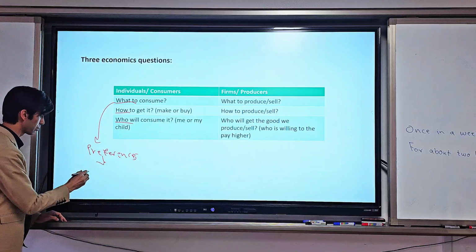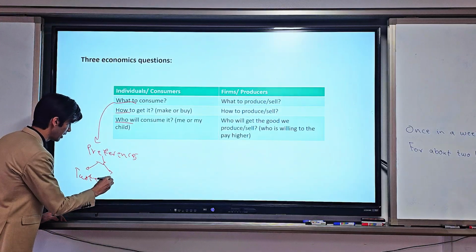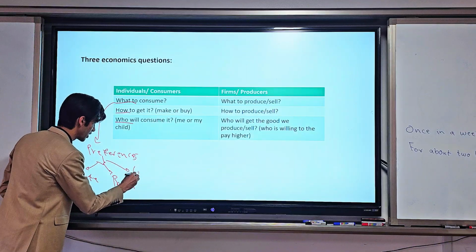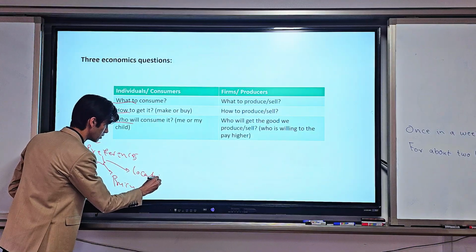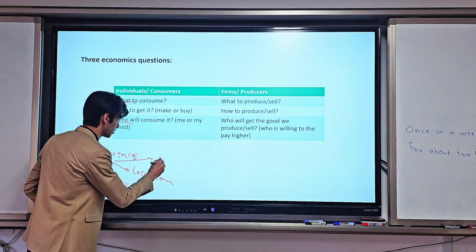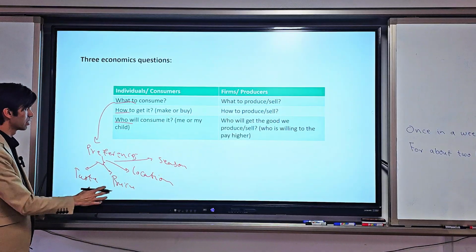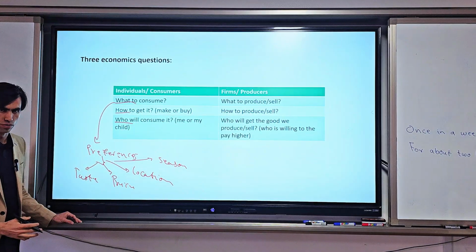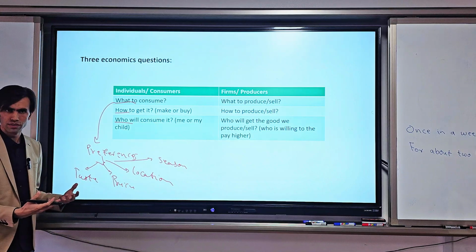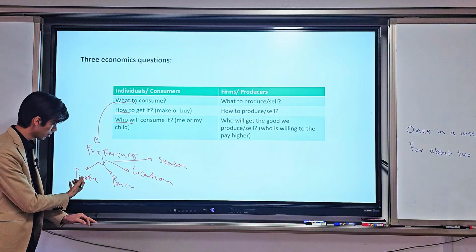Those preferences maybe can be taste, maybe the price, maybe the location, and anything else, maybe the season. Those factors affect our decision on what to consume. If we like the taste of apple rather than banana, we decide to consume apple.